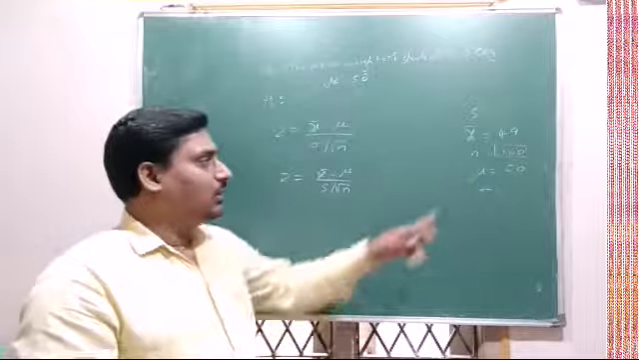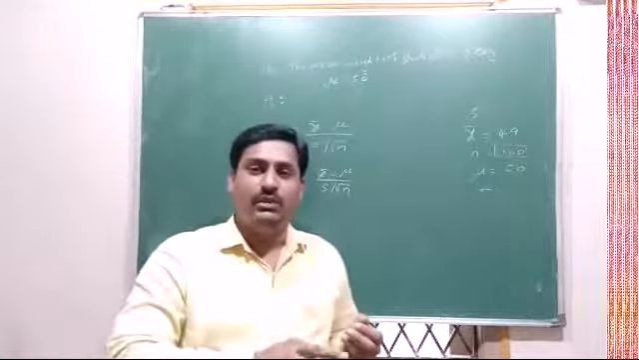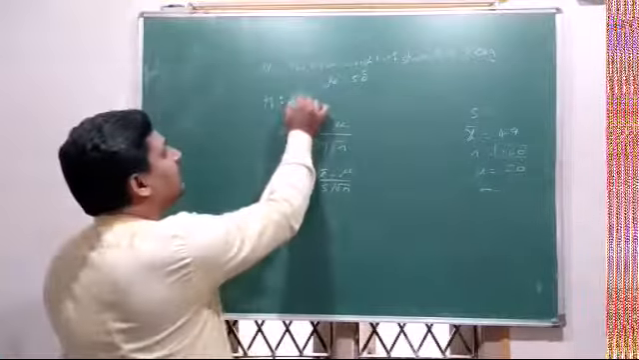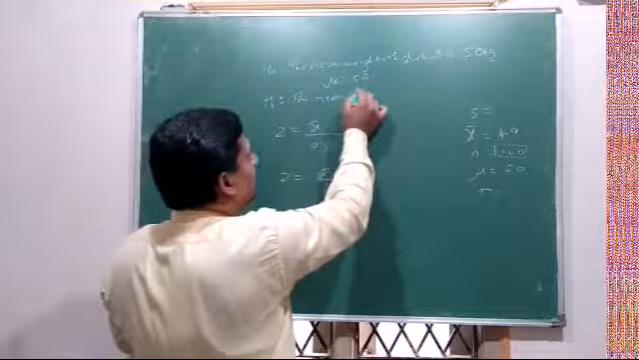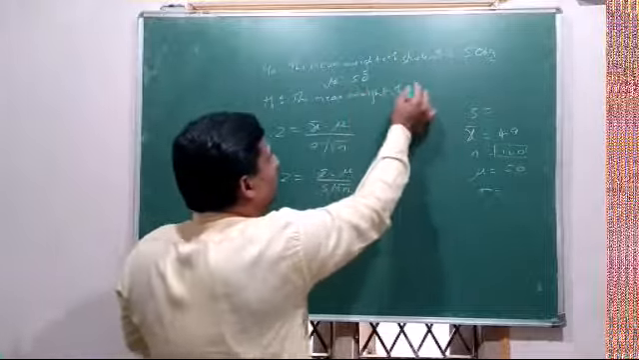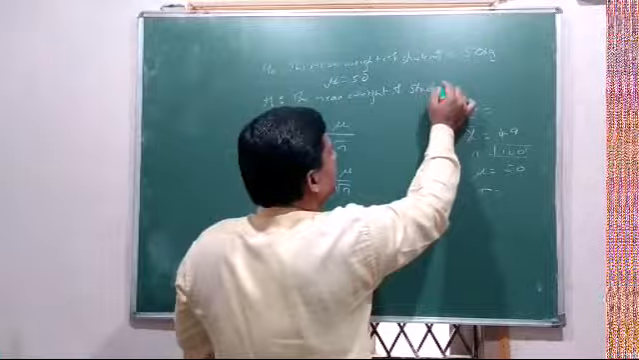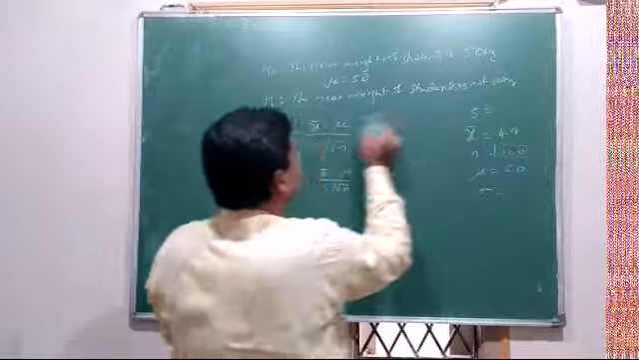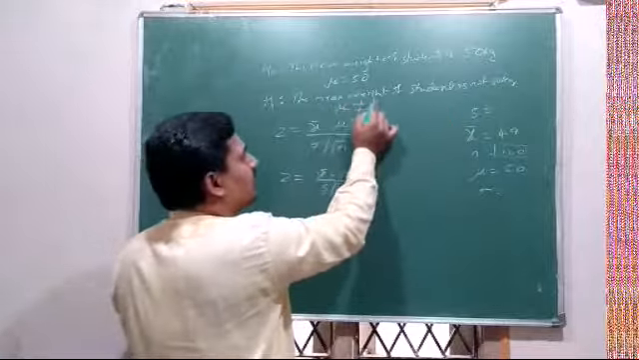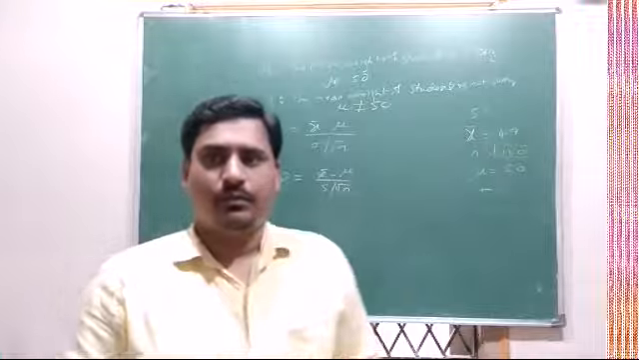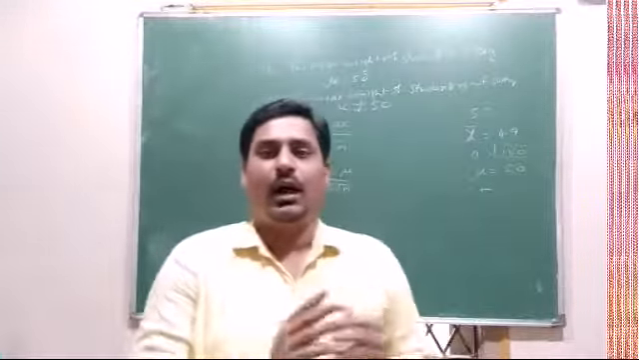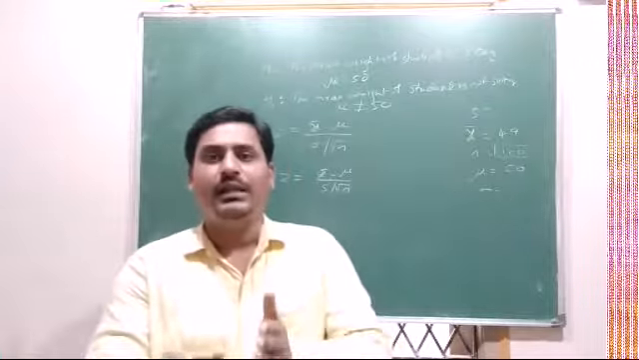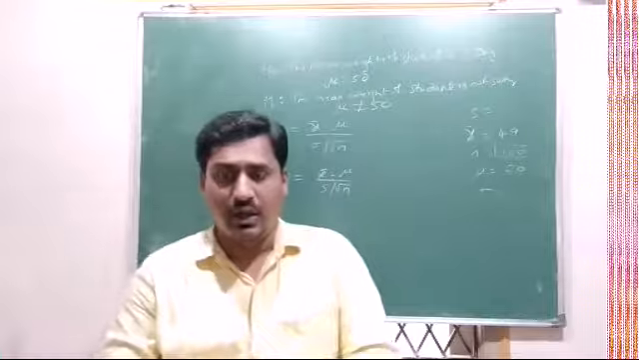So if the question is, can we assume that the mean weight of the student is 50 kg, then the alternative hypothesis will be: the mean weight of students is not 50 kg. Symbolically, mu is not equal to 50. It is assumed as 50 kg, so not 50 kg is the alternative hypothesis.